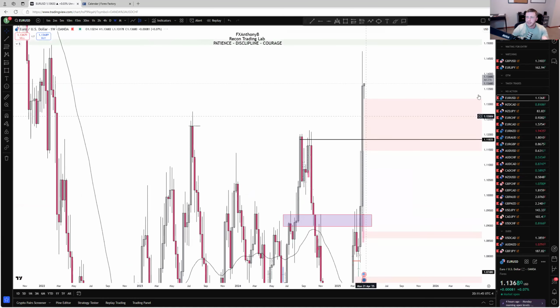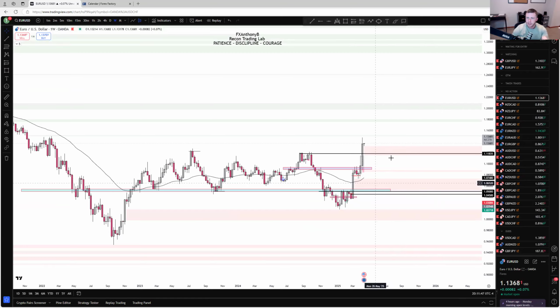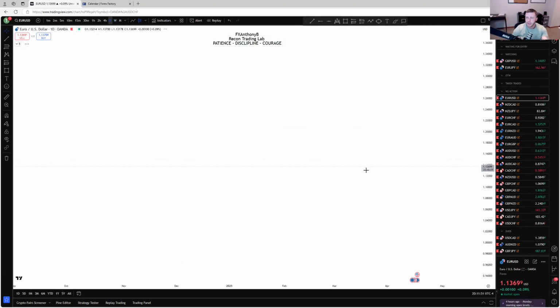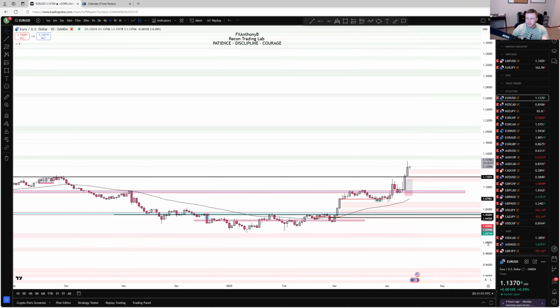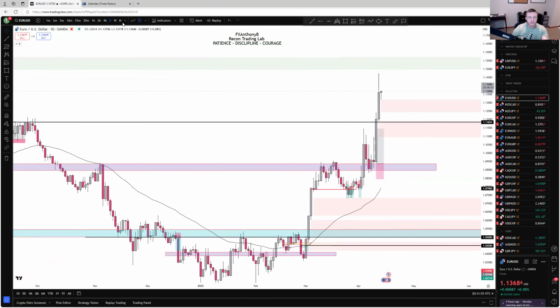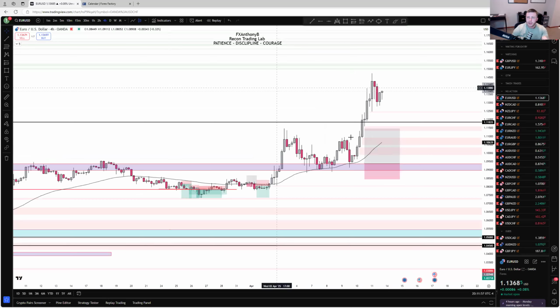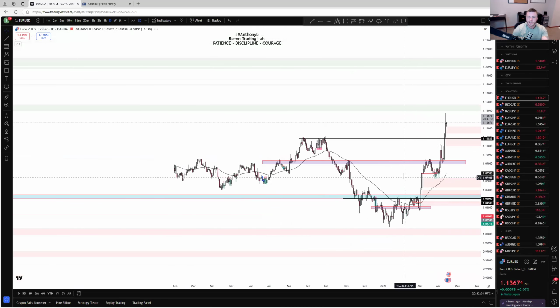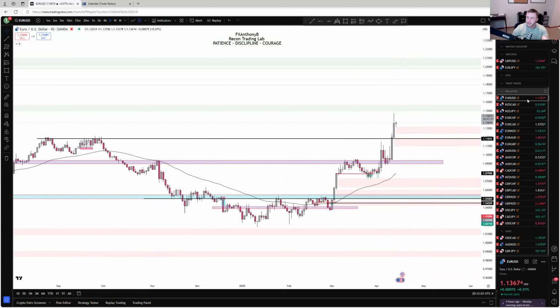Euro USD. Weekly, huge weekly push there. Huge weekly push. Daily, not interested. 4-hour, not interested. Didn't take that trade. Not interested.